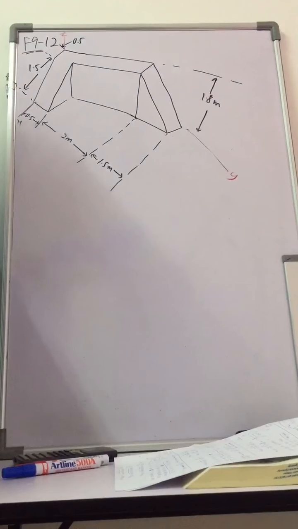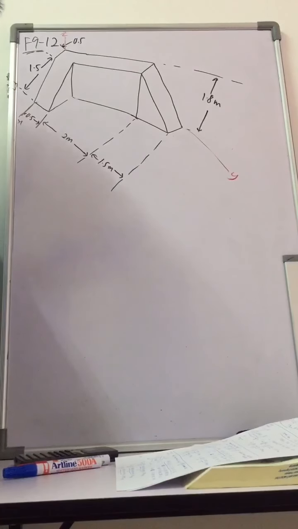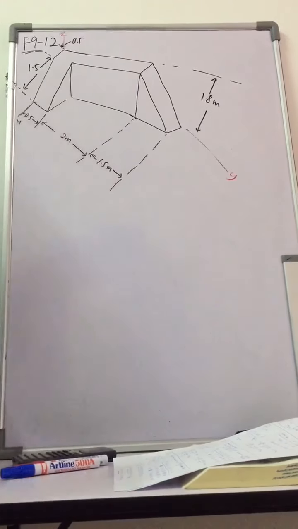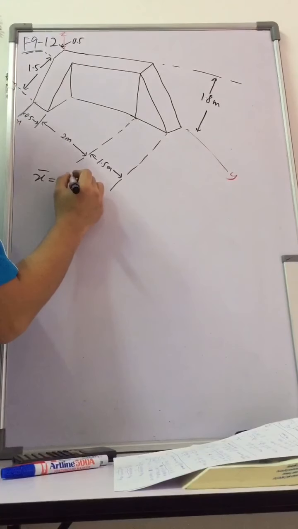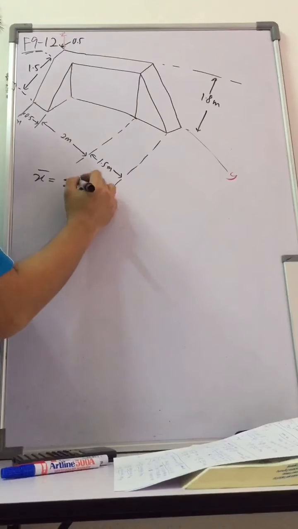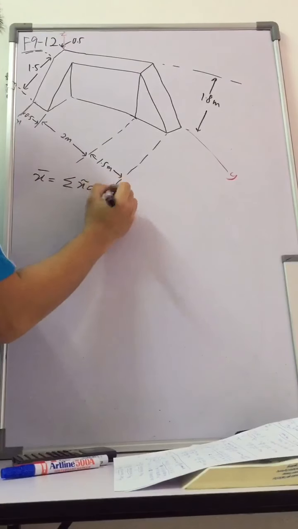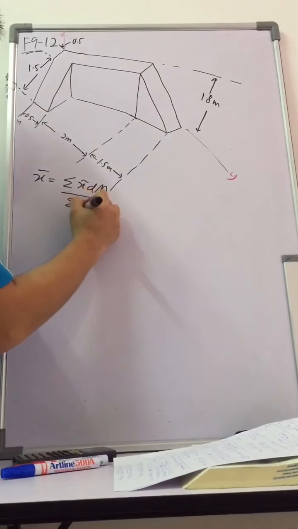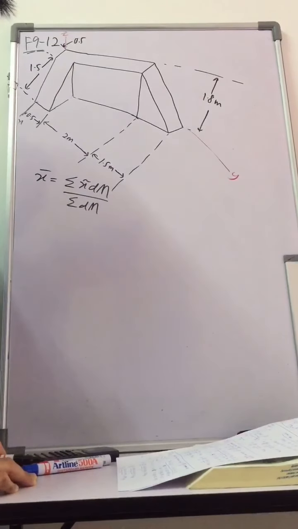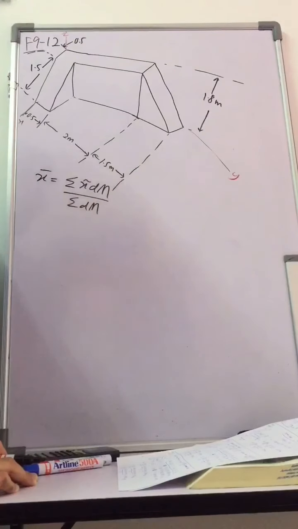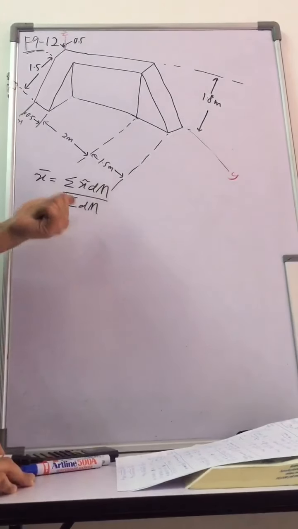The question asks to locate the center of mass of the homogeneous solid block. So what is the equation to find the center of mass? X bar is given as the summation, in this case because it's a composite body, of x tilde dm over the summation of dm, not dA, dm. Why dm? Mass, not A or area or V, volume, because the question asks to find the center of mass.